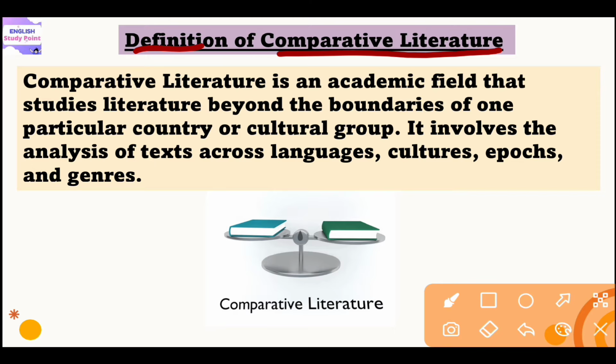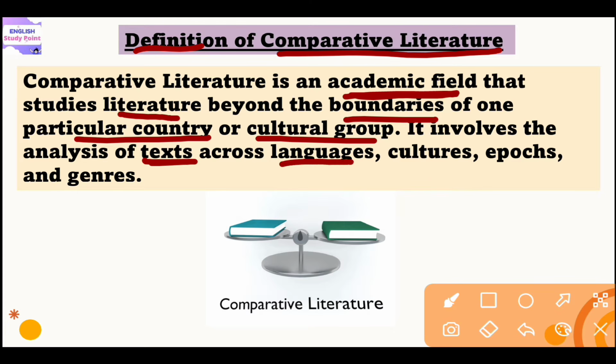Comparative literature is an academic field or a separate genre that studies literature beyond the boundaries of one particular country or cultural group. It involves the analysis of texts across languages, cultures, epochs, meaning eras, and genres. This means, in simple words, that it is a study of literature beyond national boundaries. It keeps its prime focus on sharing cross cultural experiences.